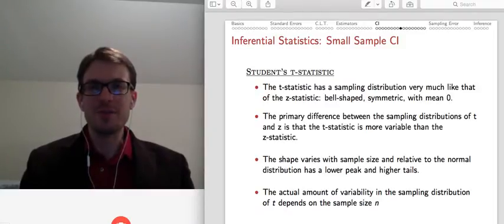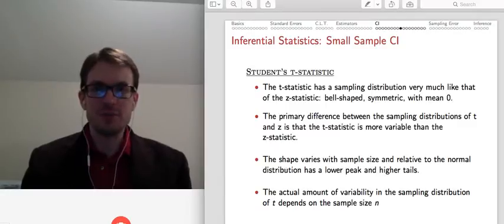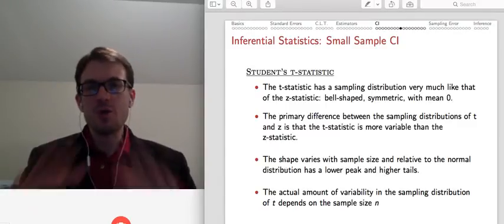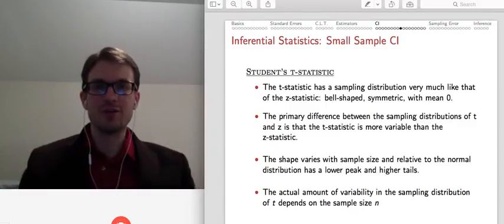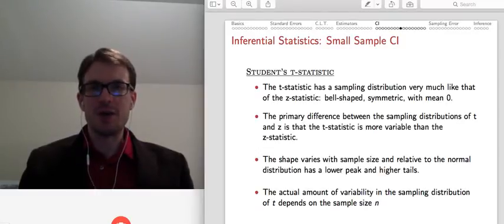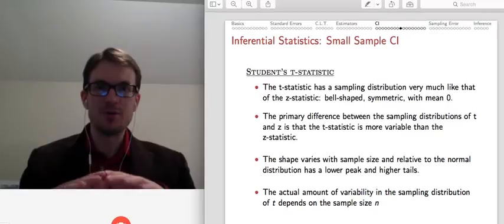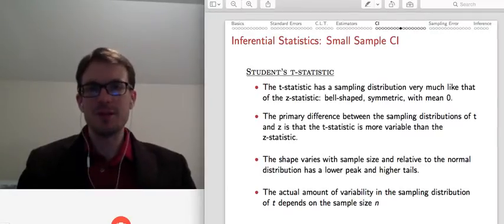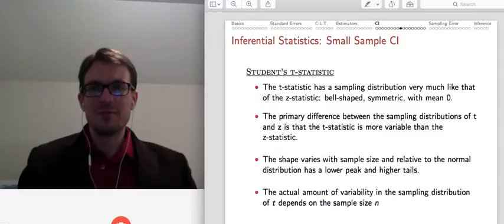Well, the sampling distribution of the t-distribution looks very similar to being approximately normal. It's still symmetric and bell-shaped with mean 0, but it's lower in the middle and it's got taller tails. The point is to be able to account for the fact that smaller samples have a tendency to produce distributions of this shape.